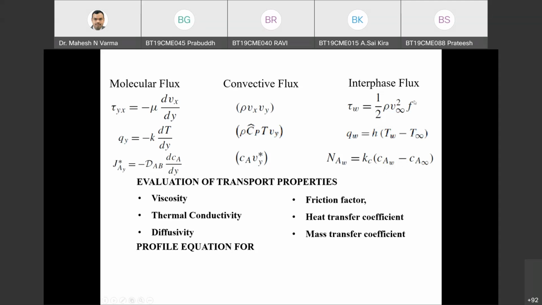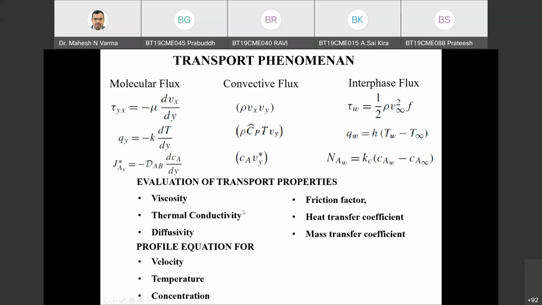Then here we'll be discussing how to evaluate friction factor, heat transfer coefficient, and mass transfer coefficient. Then we will discuss the profile equation for velocity, temperature, and concentration. This velocity is important. Here also velocity, temperature, and concentration. So the whole transport phenomena. Now this slide is giving a syllabus for transport phenomena.